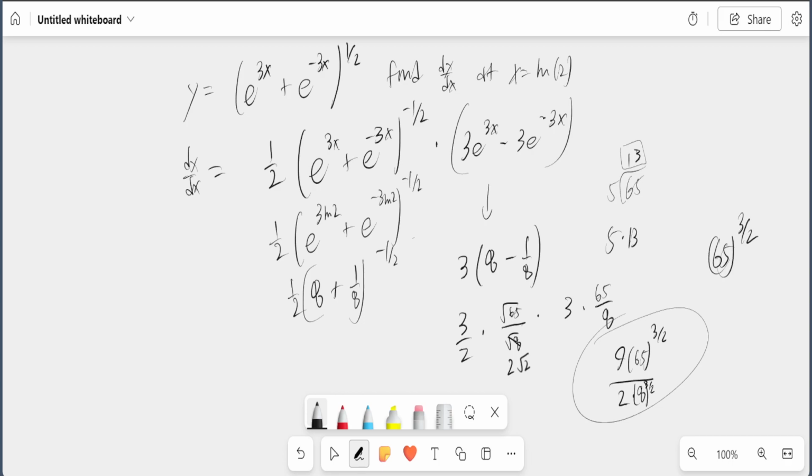And then 8 to the 3 over 2 becomes 2 root 2 times 8. So that's 3 over 4 times 8, 32 root 2. I guess you could do 3 over 32 times the square root of 65 cubed over 2. That still doesn't seem like it would help. What was the answer? Oh, it says right there, 40 times 82.